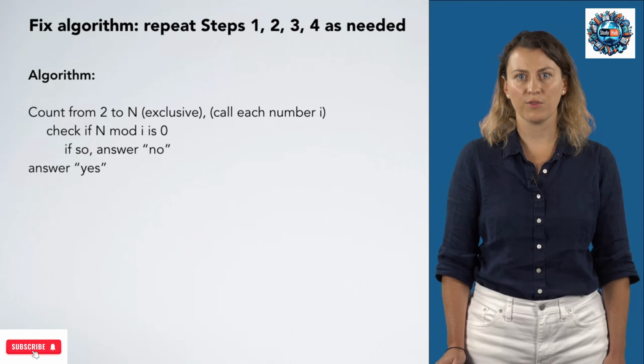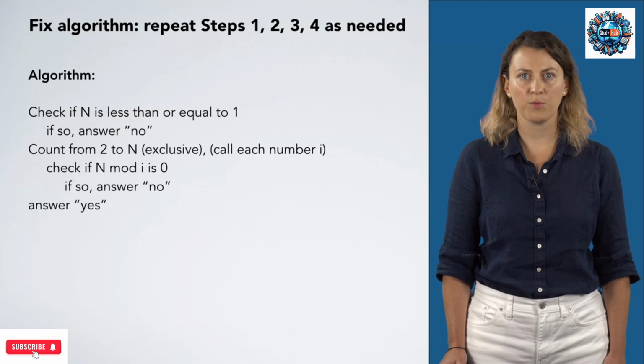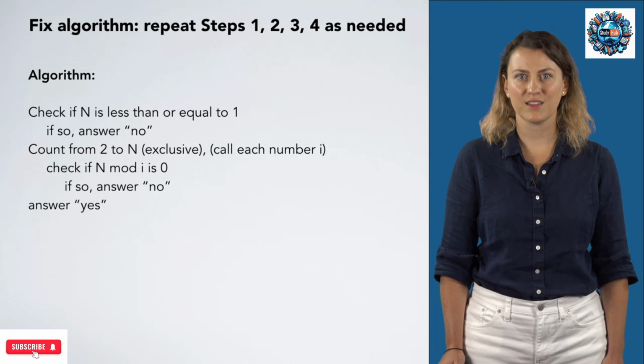To fix our algorithm, we repeat steps 1, 2, 3, and 4 as needed. In this case, there are no primes that are less than or equal to 1, so we add to our algorithm: Check if n is less than or equal to 1. If so, answer no. Otherwise, we do all the other parts of the algorithm. In the next video, we'll show you how to translate this algorithm to code.